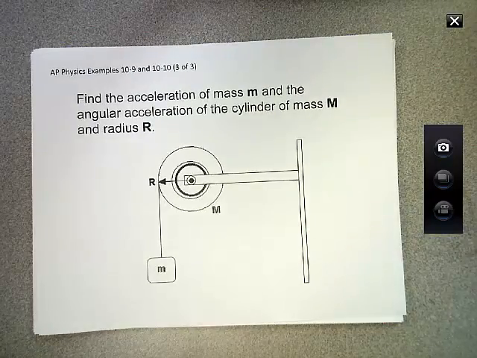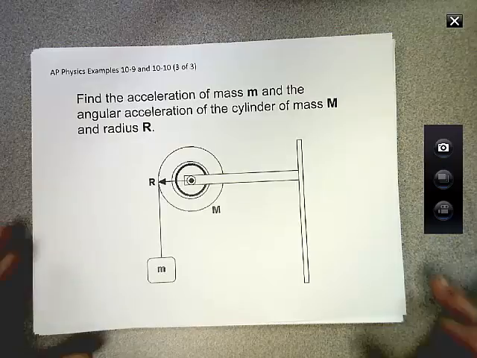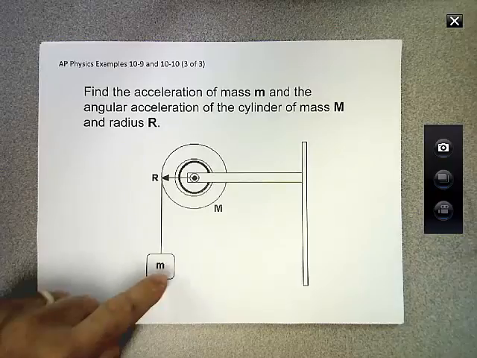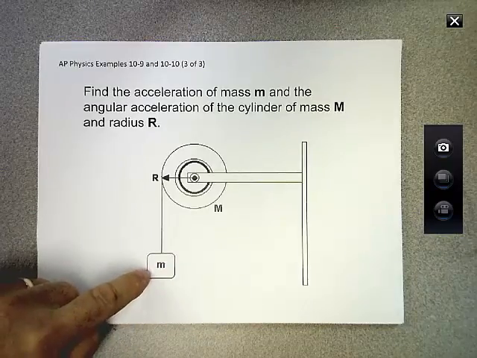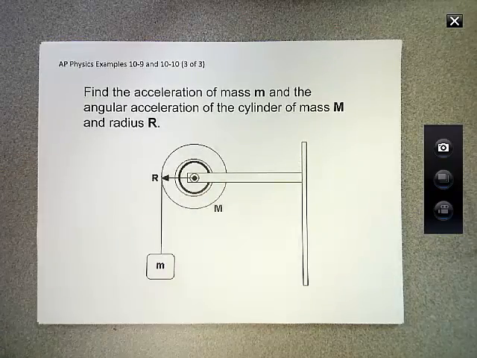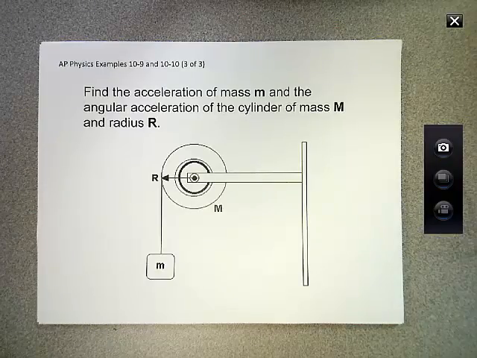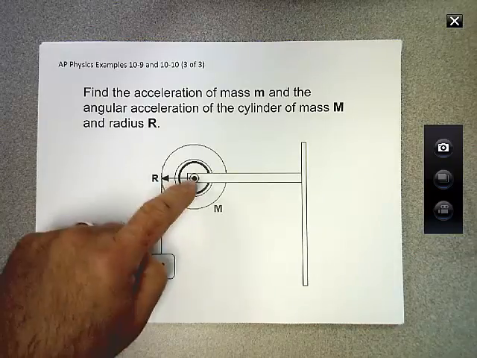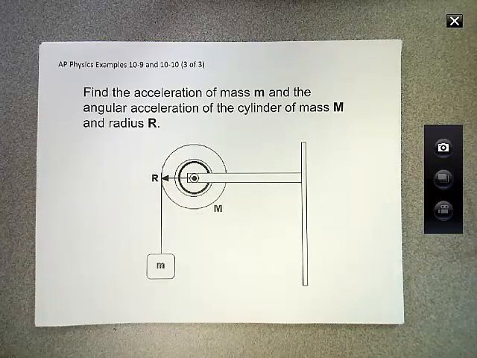Another example. This one's kind of interesting because it combines an acceleration that's linear and an acceleration that's rotational. So the question is, find the acceleration of the mass m, this guy, and the angular acceleration of the cylinder of mass big M and radius r.